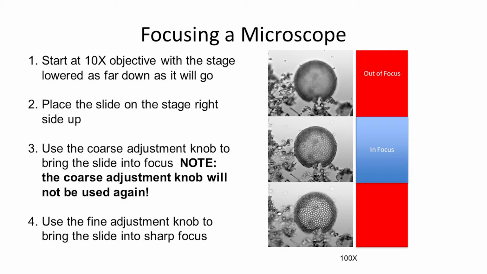You're going to then use the coarse adjustment knob while you're looking through the oculars, and you're going to wait until you see something flash into focus that looks like bacteria. Once you see something flash into focus, you want to dial it in with the coarse adjustment knob as best you can, but then switch over to the fine adjustment to bring it into really, really sharp focus.